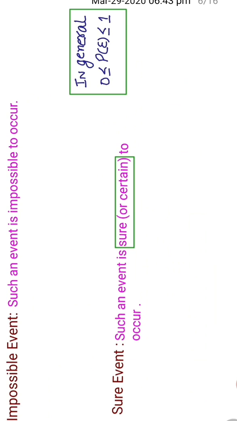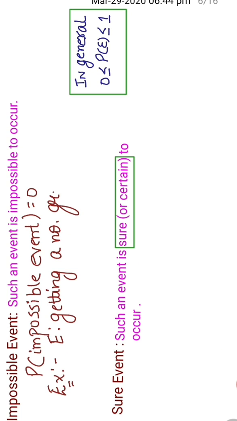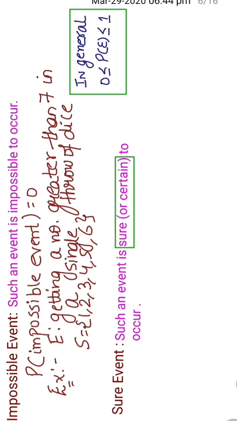Now the impossible event. Such an event is impossible to occur. So the probability of an impossible event is equal to 0. Take an example. Suppose on throwing a dice once, let E be the event of getting a number greater than 7 in a single throw of dice. The possible outcomes in a single throw of dice are 1, 2, 3, 4, 5 and 6. You all know the sample space 1, 2, 3, 4, 5, 6. So can we ever get a number greater than 7? No. So the probability of such an event will be equal to 0. Also we can't get a number greater than 6, so if the event were getting a number greater than 6, then the probability will be equal to 0.